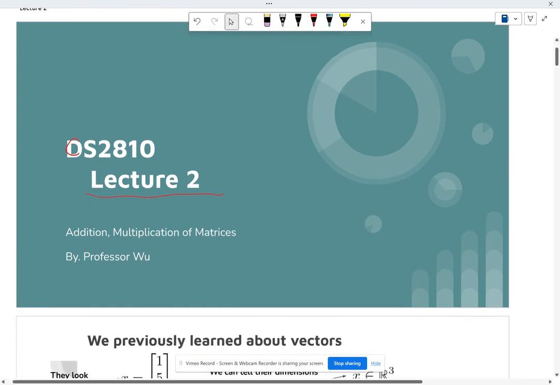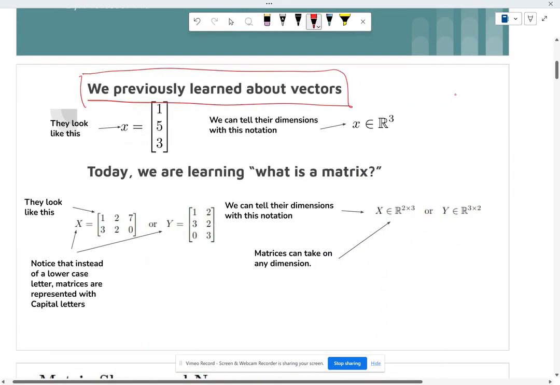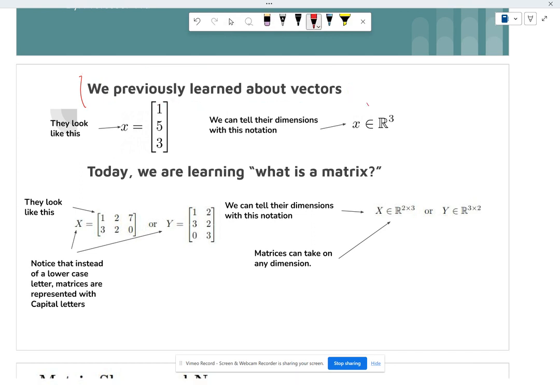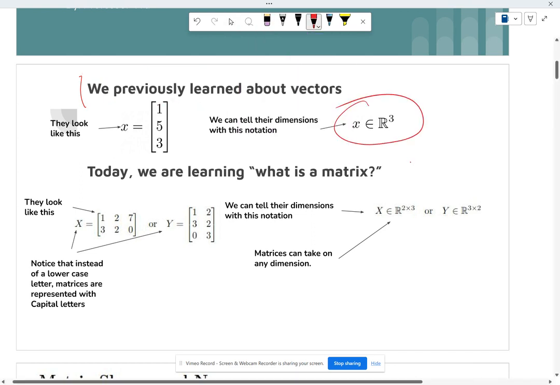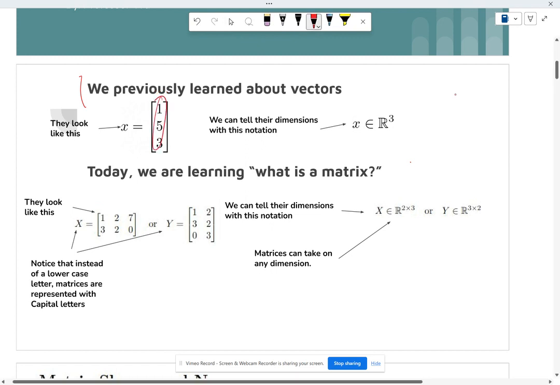So we previously learned all about vectors, right? Remember the notation of the size of the vector and what a vector looks like? Today, we're going to extend our knowledge to matrices. So, what is a matrix? Well, instead of just one column, a matrix is just a bunch of columns enclosed by brackets. Just like a vector, instead of one, we have multiple.